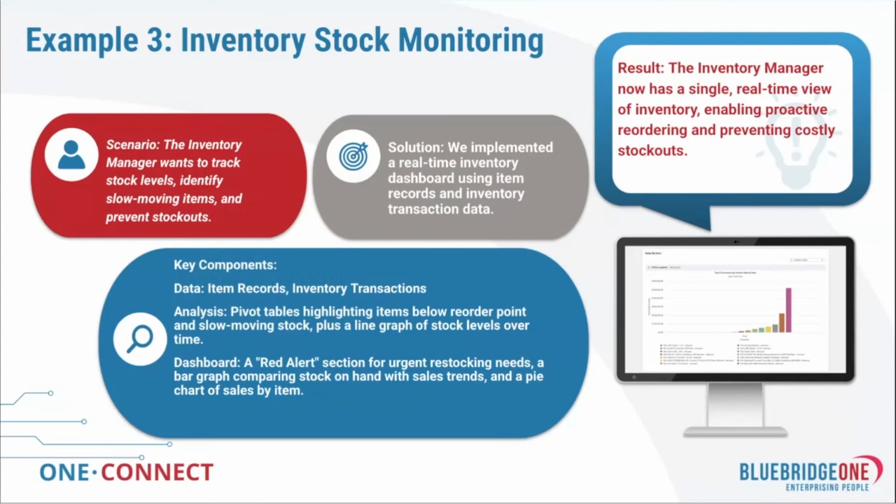Okay, last example, setting the scenario would be the inventory manager wanting to track stock levels, identify slow-moving items, and to prevent stockouts. Dataset source used would be item records and inventory transactions. Basic fields, item name, current stock quantity, reorder point, and number of sales in the last 30 days.